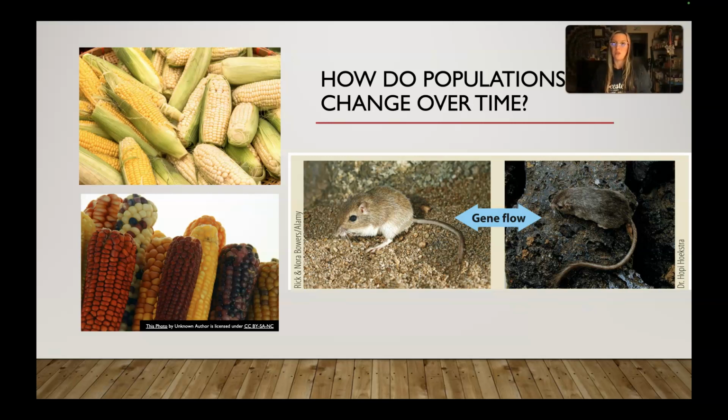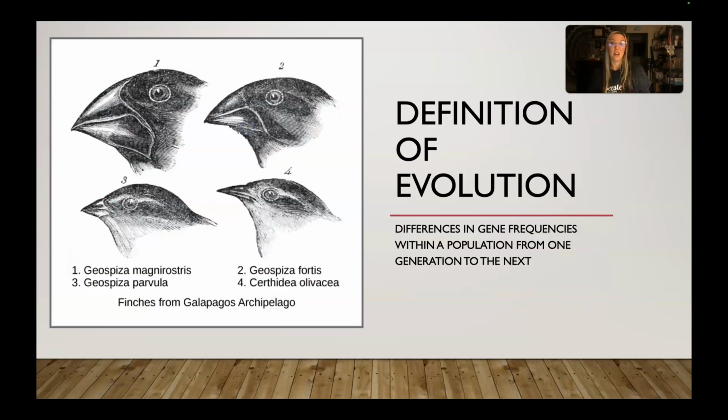And then also within all of these changes, how can new species form, right? We have tons and tons of different types of species on our planet. So going into these ideas can help us explain all of this. Pretty much all of it can be explained via evolution and something called natural selection. The definition of evolution is differences in gene frequencies within a population from one generation to the next. And what I have here in this picture are the different types of finches in the Galapagos Islands.